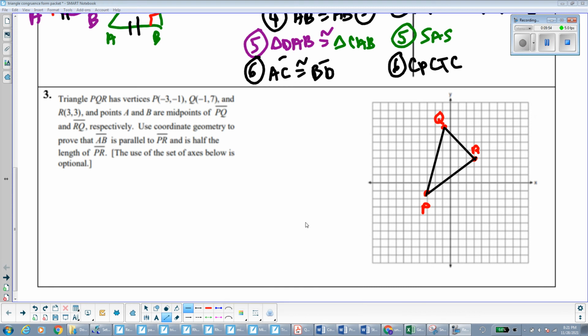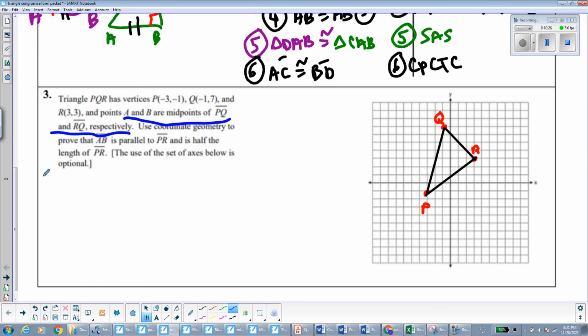For number 3, we're given the vertices of triangle PQR, so I just went ahead and plotted those on the graph. And the first thing it tells us in this question is that points A and B are the midpoints of PQ and RQ respectively. So I know in order to find point A and point B, since they're the midpoints of PQ and RQ, I have to find what the midpoints of these line segments are. So the easiest way to do that is to plug into the midpoint formula.